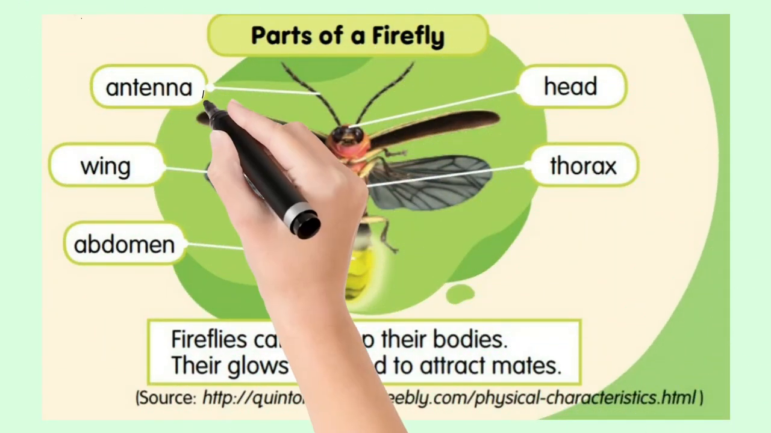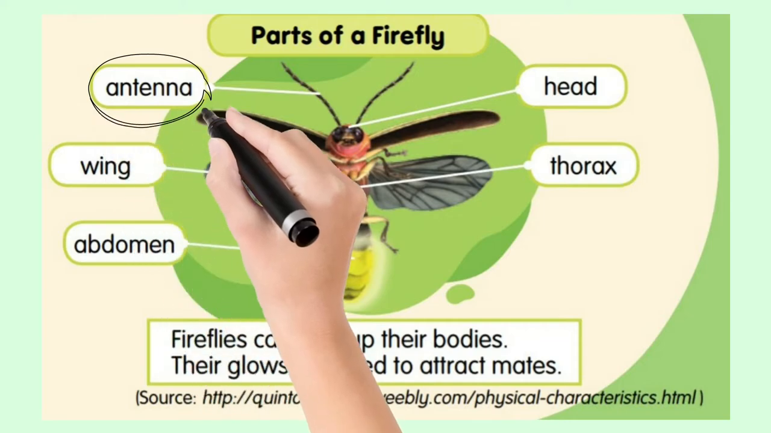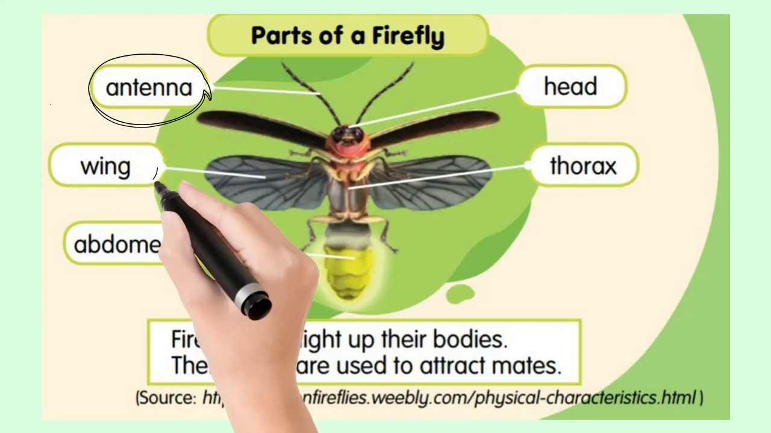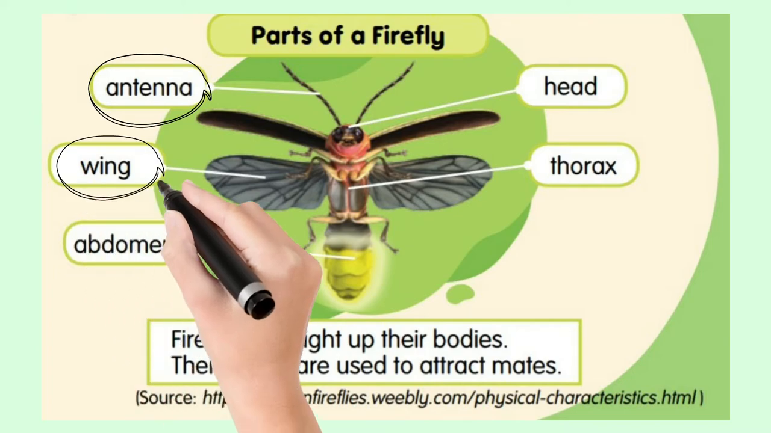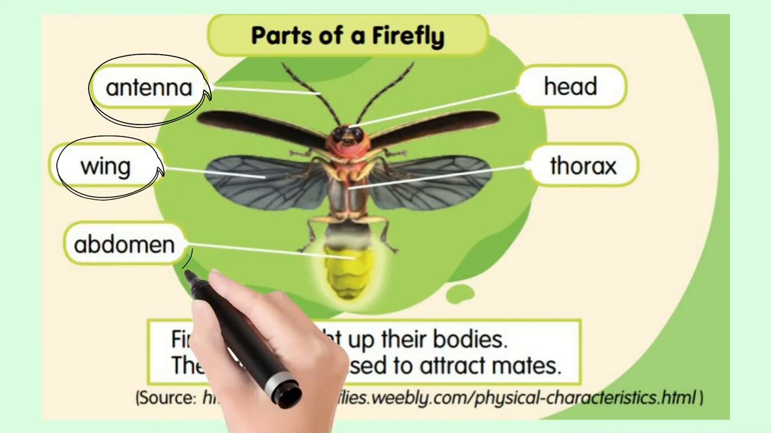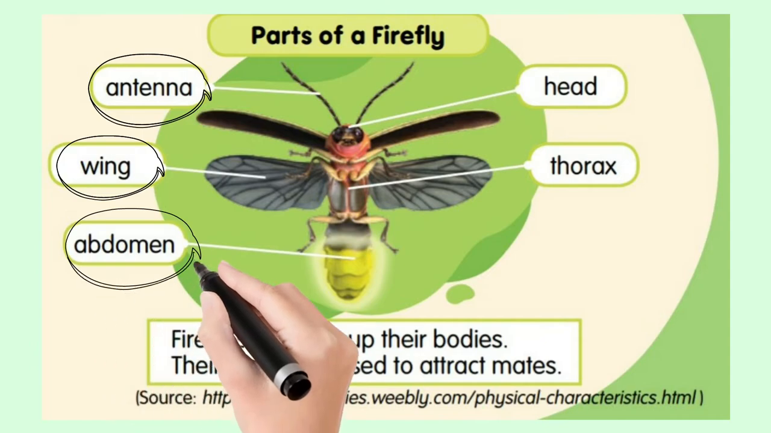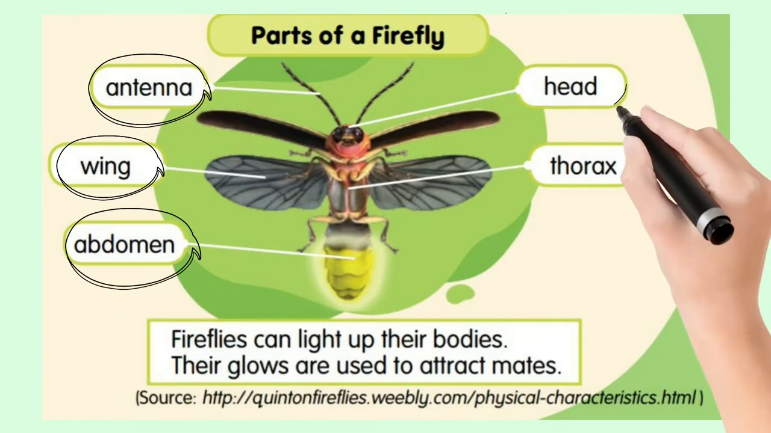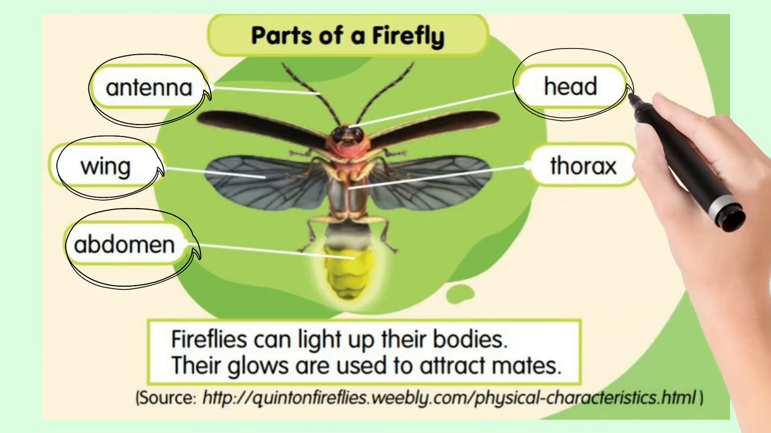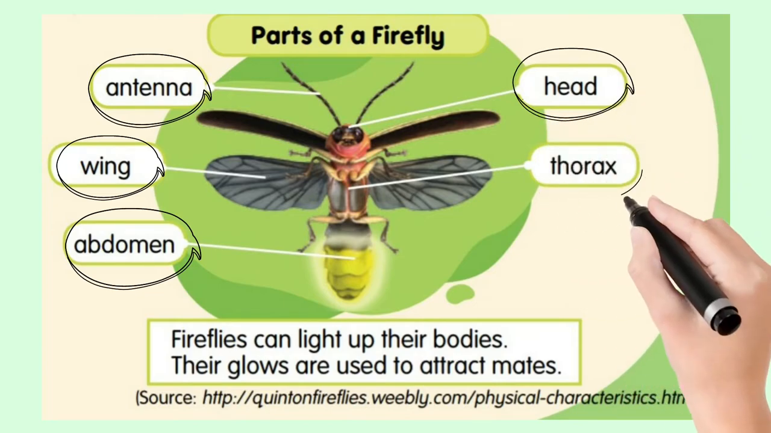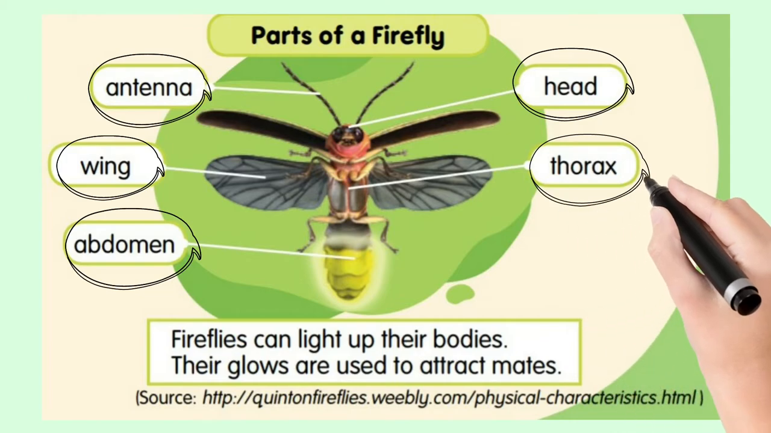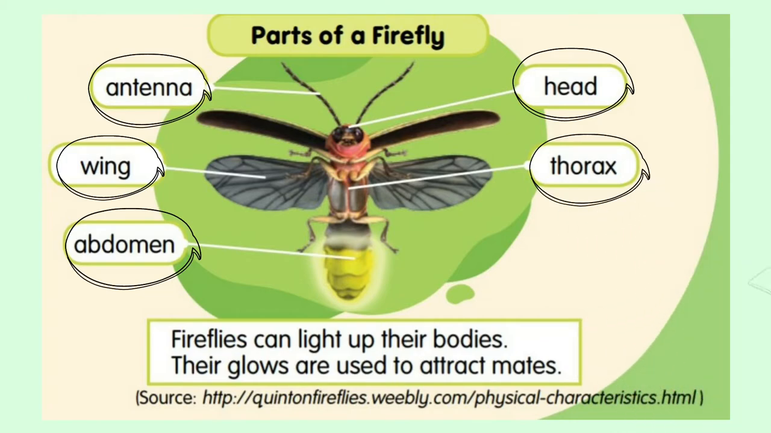Alright, let's get to know the parts of a firefly. Okay, a firefly has antennae. It also has wings. The lower part is the abdomen. The upper part is the head. And the middle part is the thorax. Fun fact, fireflies can light up their bodies. Their glow is used to attract mates. It's glowing, guys.